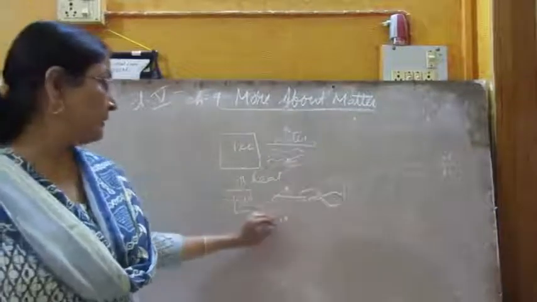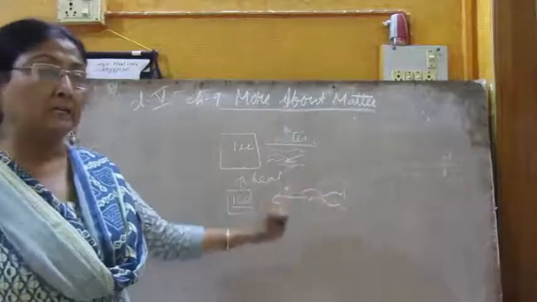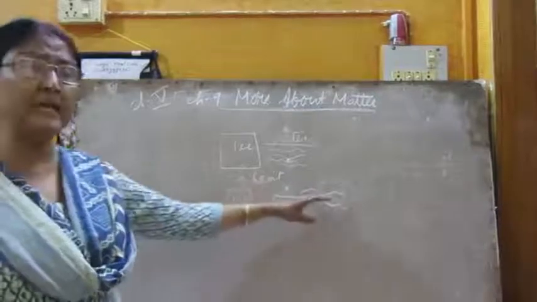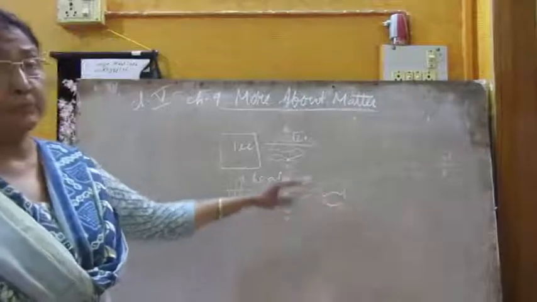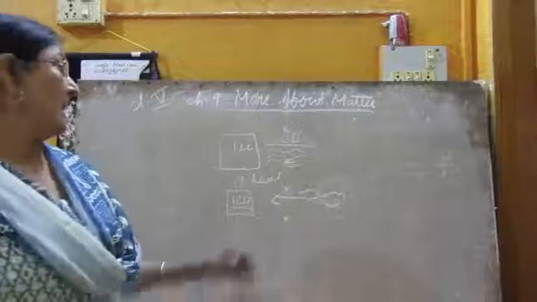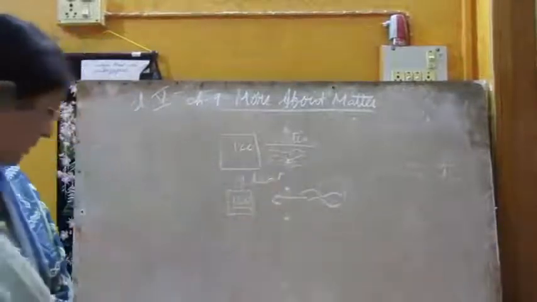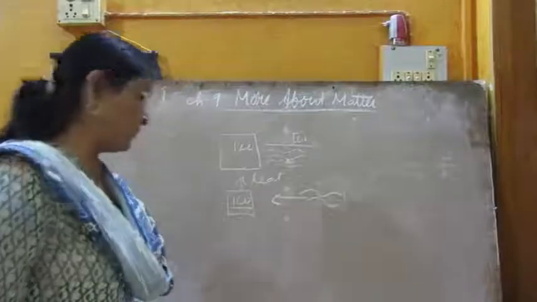So if you keep water in the freezer, you will get ice. So the change from liquid to solid is called freezing, and the change from solid to liquid is called melting. Okay, now coming to evaporation.